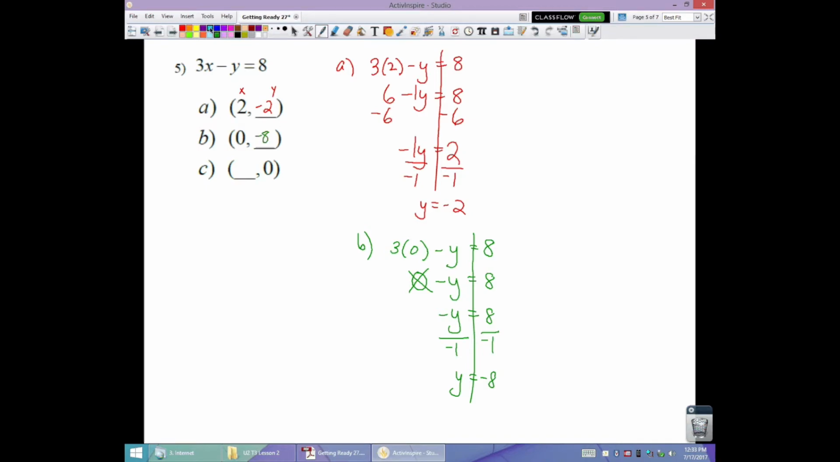And lastly, question C. This time we don't have the x, so we'll solve for x if we substitute 0 for y. Subtracting 0 does nothing, so we can ignore that. 3x is equal to 8. Divide both sides by 3. We do not round. 8/3 is a great answer. If you must, you could call that 2 2/3. I prefer 8/3, not 2.6 or 2.7.